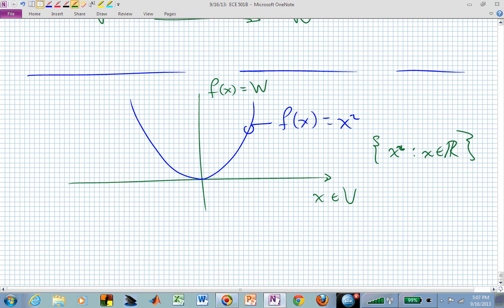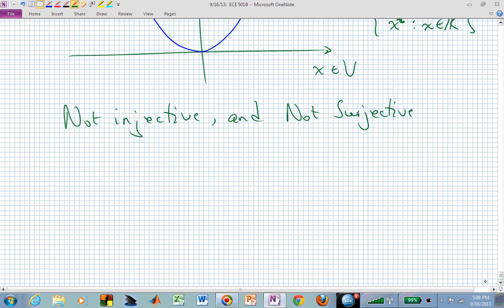Is it injective? It's neither one, is it? So this picture is not injective and not surjective. Let's look at another example.